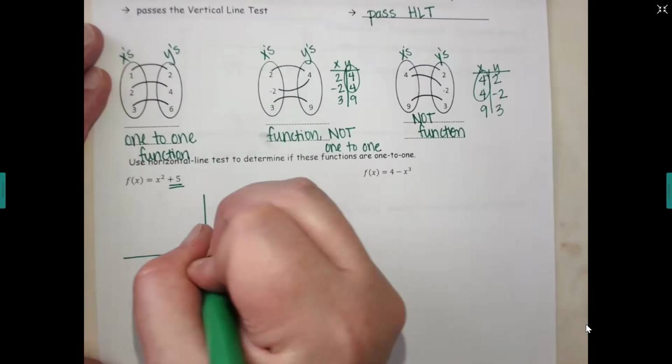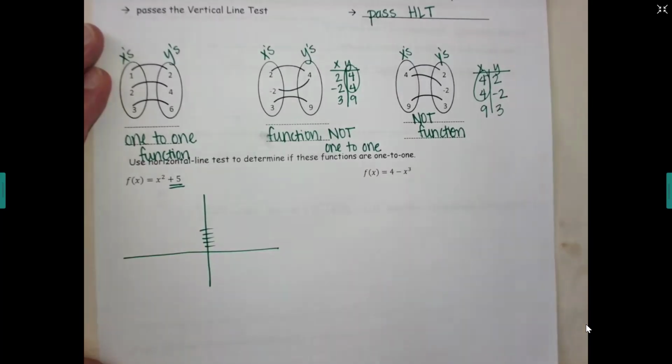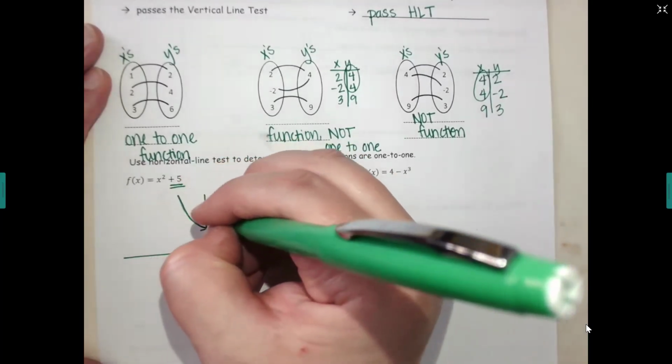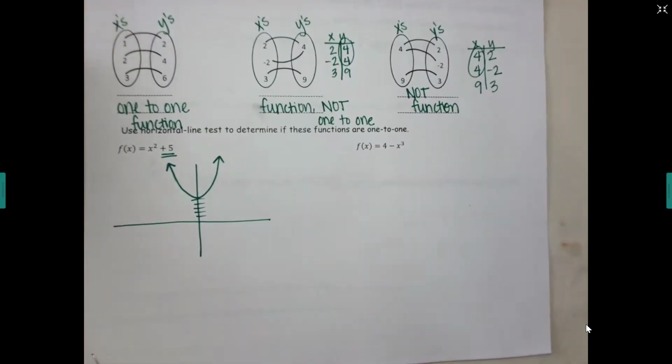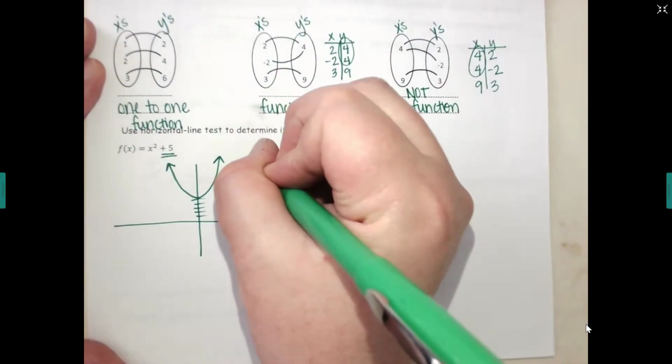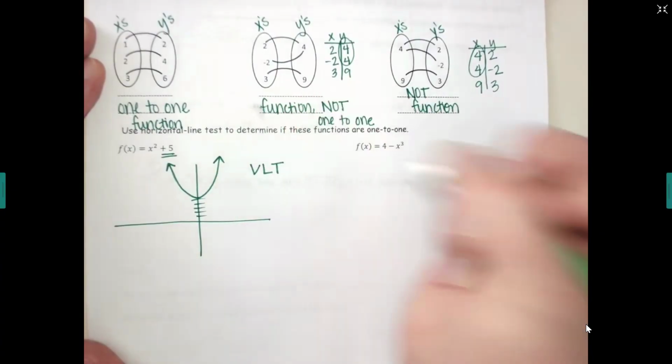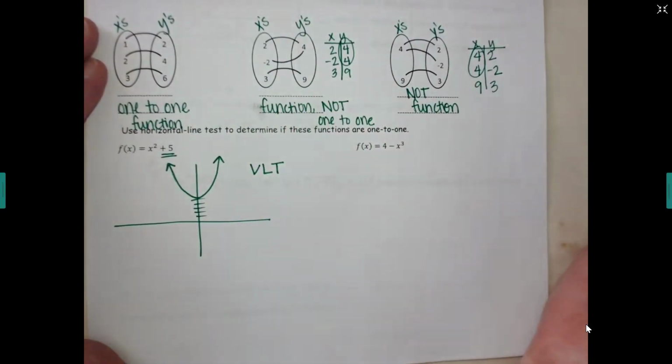Very good. So go 1, 2, 3, 4, 5, and then just sketch yourself a little U here. Okay, the first question I want you to ask is if it passes the vertical line test. So I'm going to put VLT. Then I want you to think about if it would pass. Now remember, vertical lines, when you draw those slices in, it can only touch once.